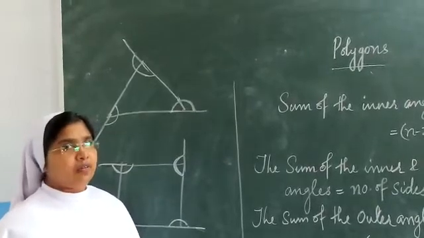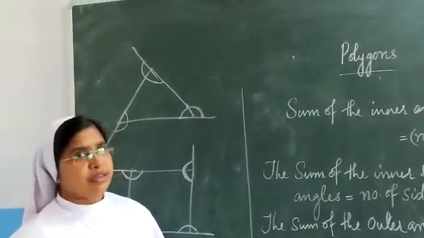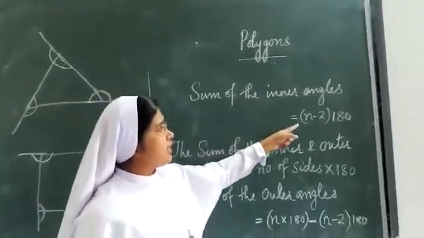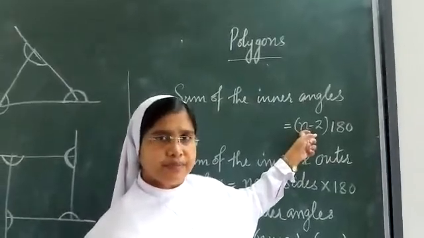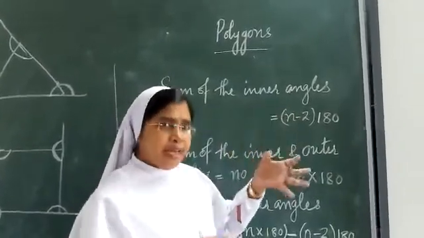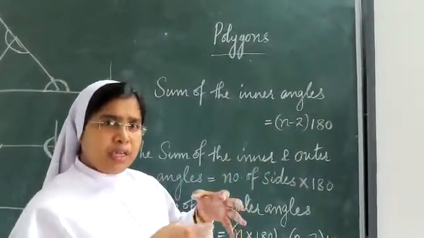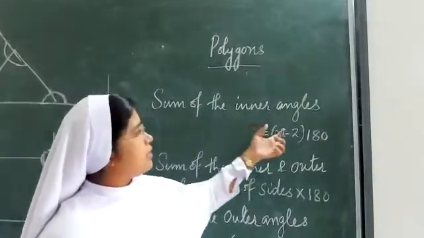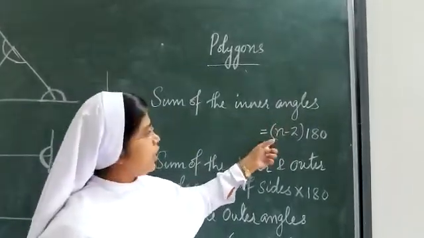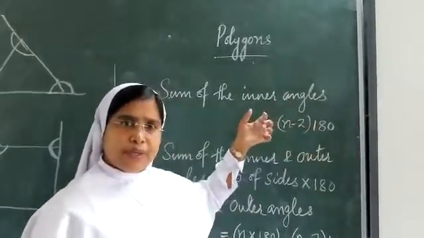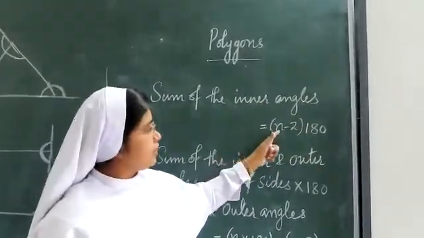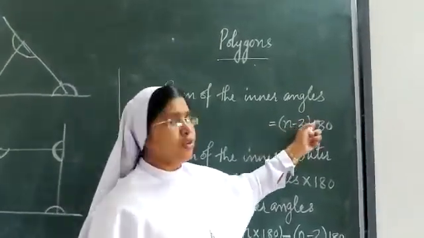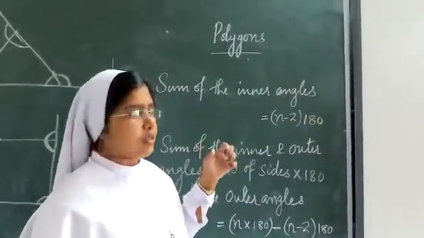The other day we said, what is the sum of the inner angles of a polygon? The sum of the inner angles is equal to n minus 2 into 180. I am bringing out the important matters of what we have already studied. For example, if it is 3 sides, we write 3 minus 2 into 180. If it is a quadrilateral, how will you write? 4 minus 2 into 180. These are the inner angles.